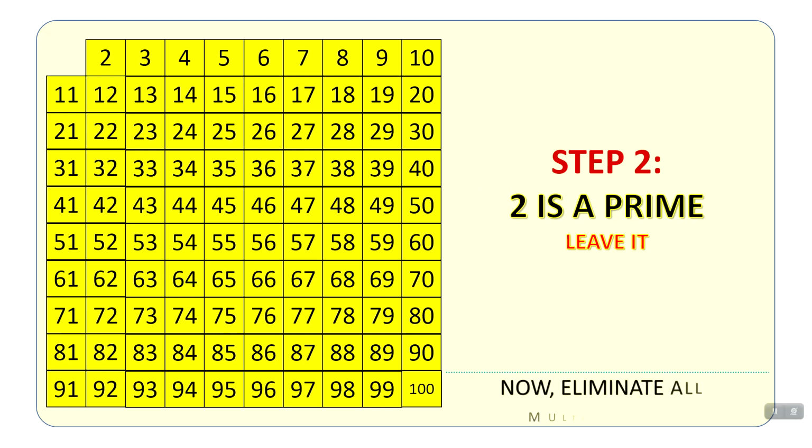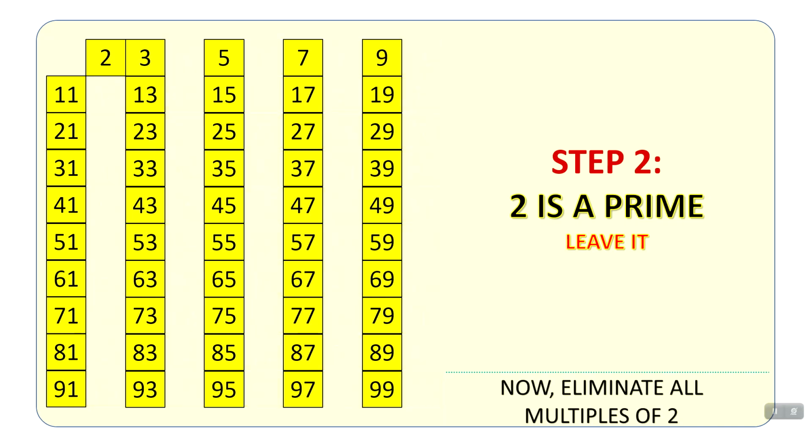But we're going to eliminate all of the multiples of 2, because every multiple of 2 greater than 2 can be divided by 2 and therefore has 2 as a factor. So it cannot be a prime. So let's get rid of all of the multiples of 2. Wow, that was a lot of numbers that disappeared.